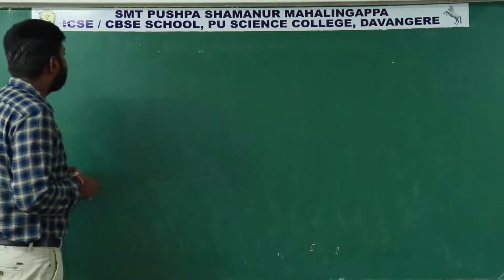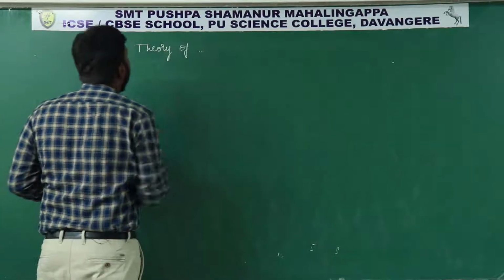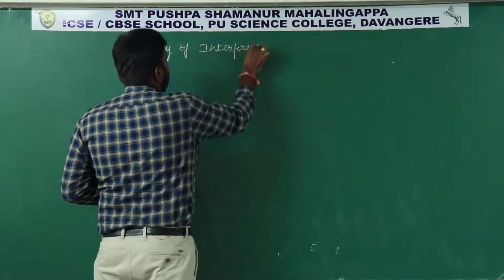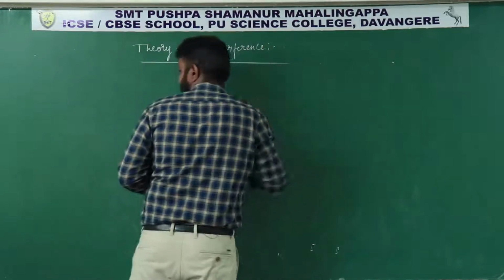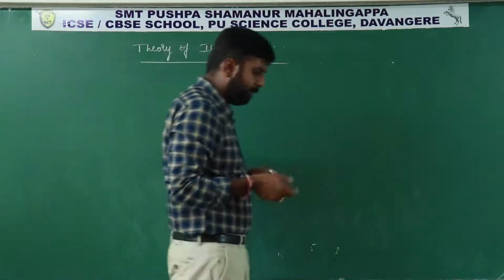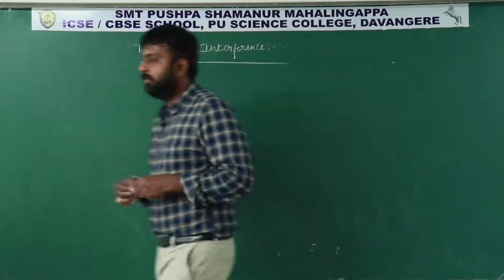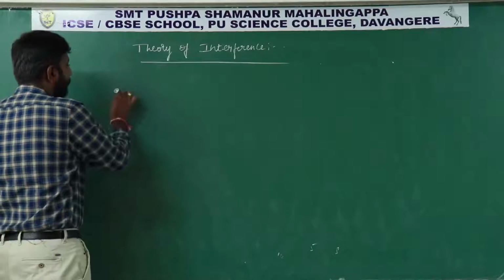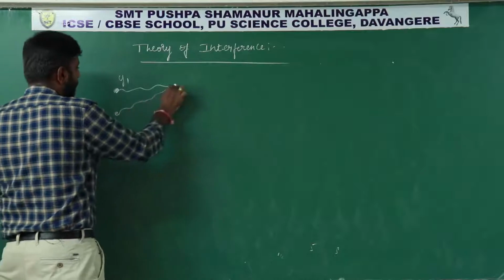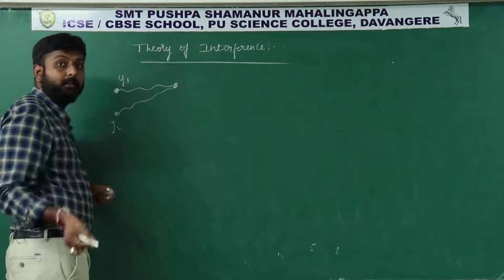I will explain the theory of interference, or let us consider this an analytical treatment for interference. So you know that this is the first wave and this is the second wave. They are meeting at this point. At that point the resultant wave will form.